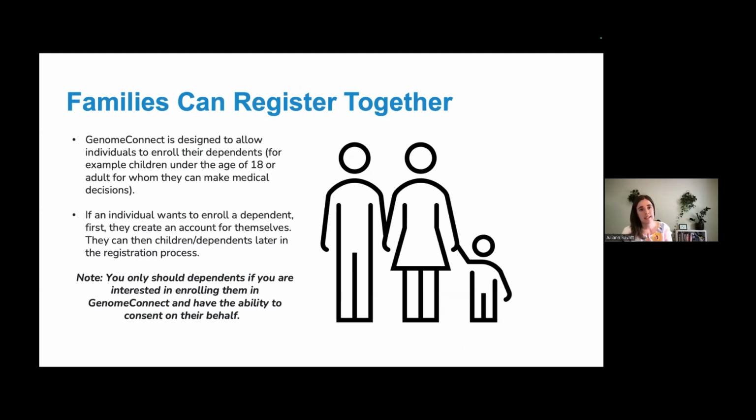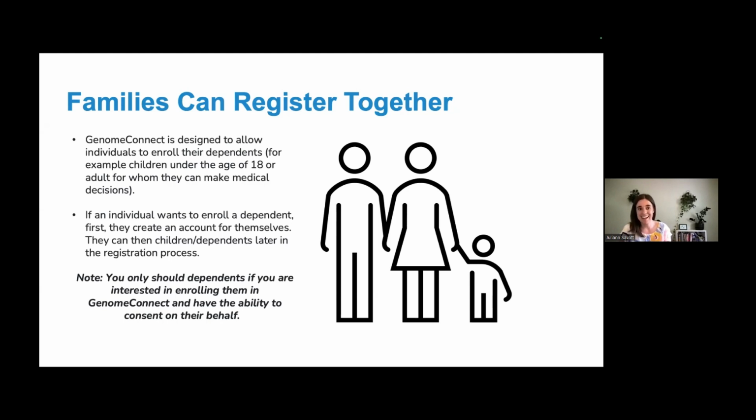The registry is designed so that families can register together. So it's designed to allow individuals to enroll themselves and also to enroll their dependents if they wish to share information on them as well. Examples of dependents include children under the age of 18 or an adult that an individual can make medical decisions for. If an individual wants to enroll a dependent, they first create an account for themselves so that we have their contact information, their information, and then they can add their children dependents later in the registration process.